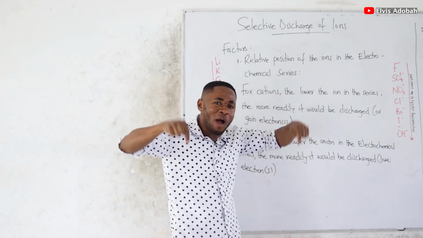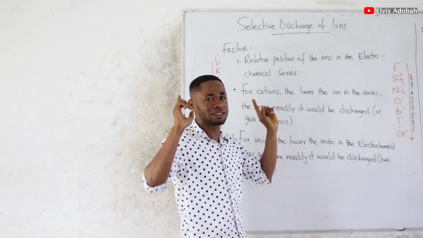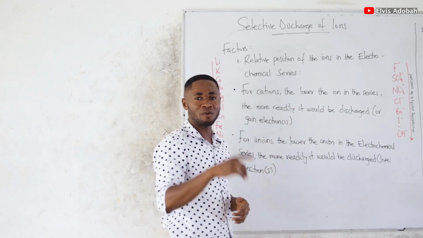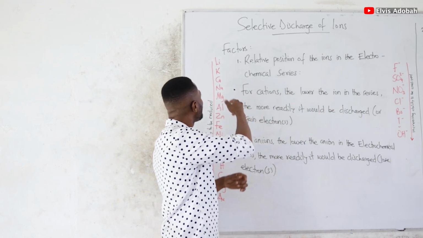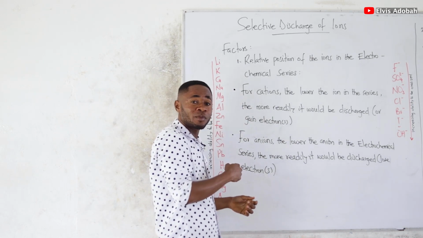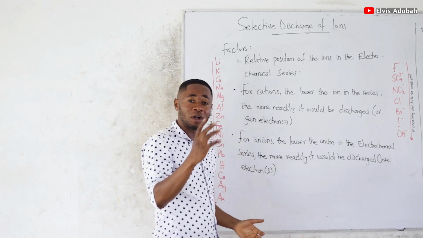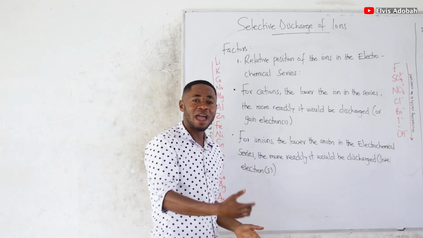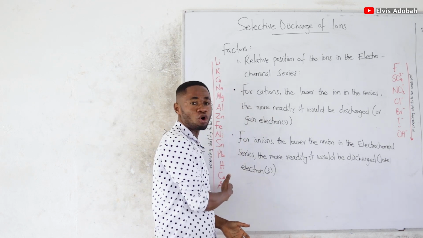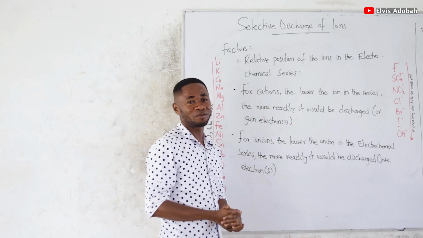Remember, the one lower in the series would be selected, not the one higher in the series. The one lower in the series. And these are the series. And remember, in our previous videos, we talked about a way to memorize this series. And I told you that when we come to electrolysis, you might have to remember them. So if you've forgotten, go and visit that video and learn the simplest way to memorize the electrochemical series of these metals. For the anions, it's simple.